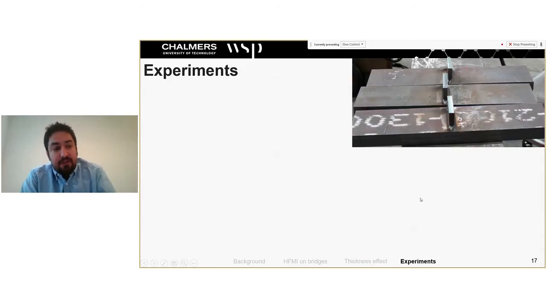So to the experiments, which I find very interesting, what you see here are the specimens that we manufactured. We manufactured many of these and tested more than 50 of these plates. So this should represent a lower flange in a steel bridge, with the attachment coming vertically for vertical stiffening.